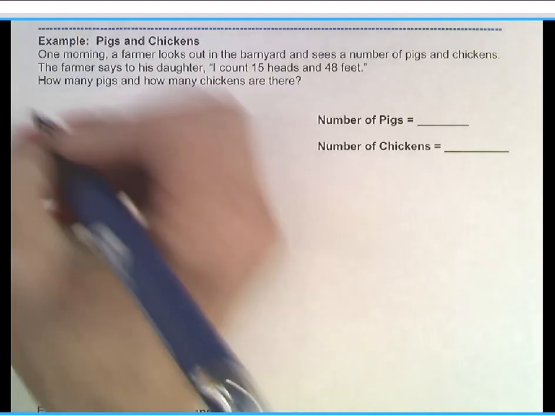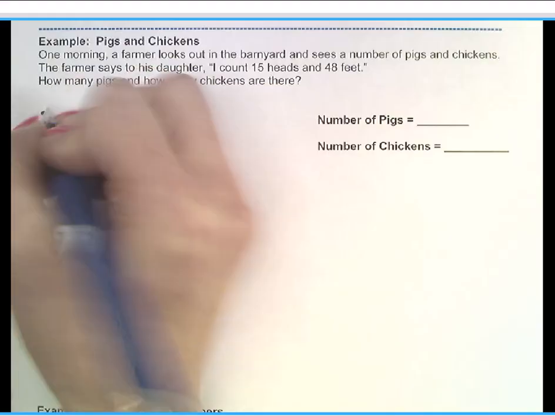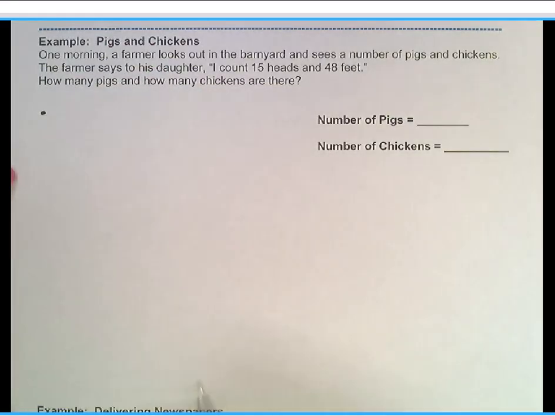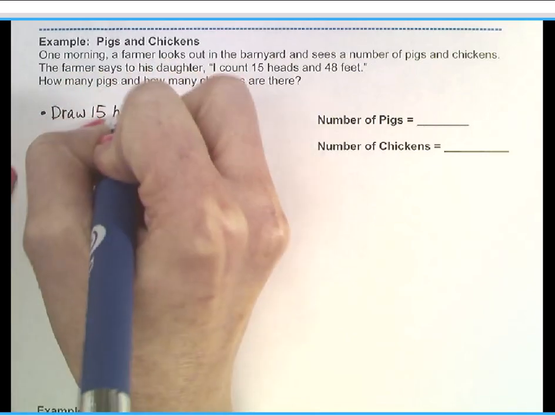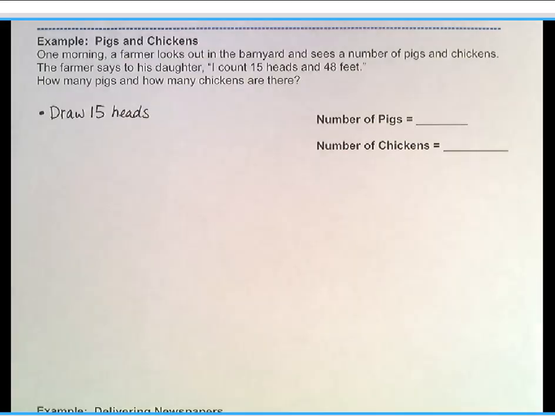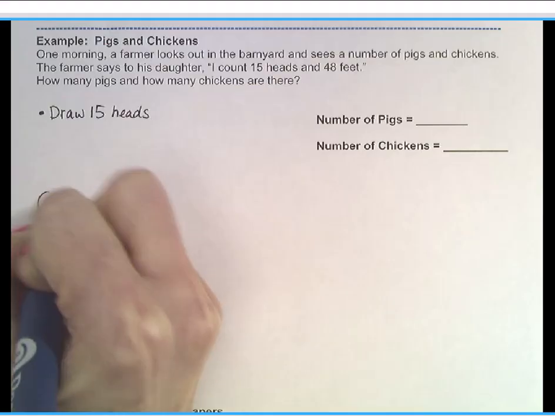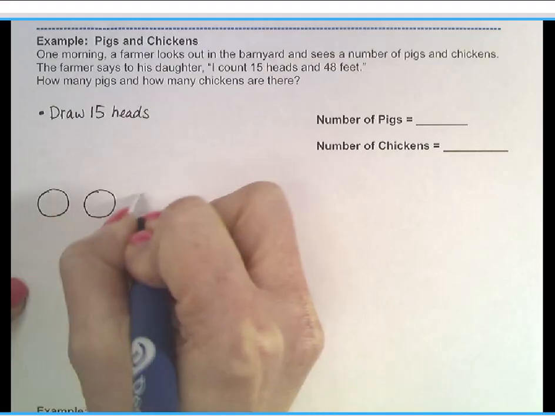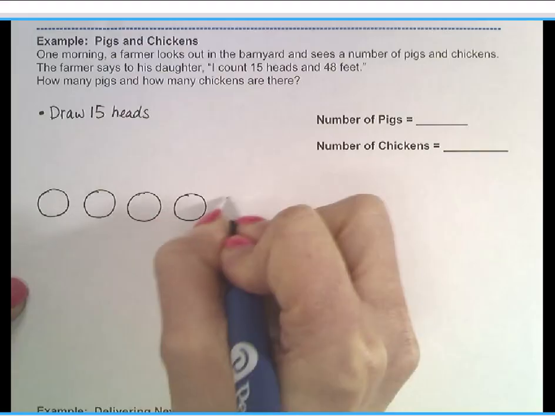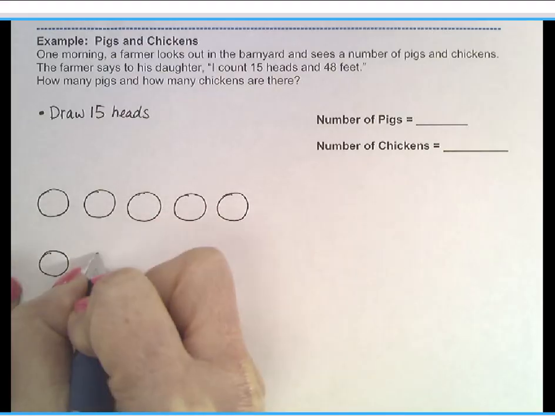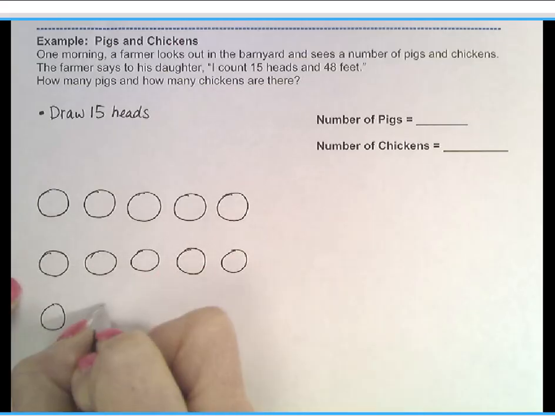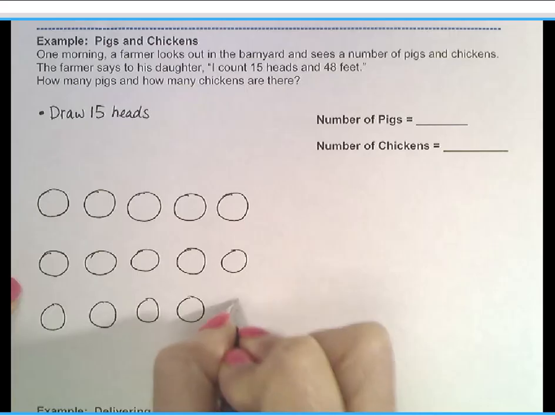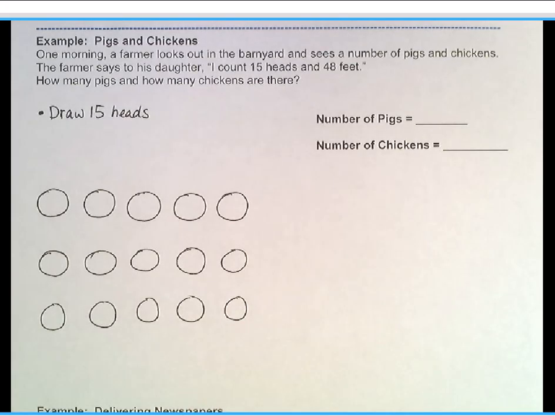So the first thing that you could do if you're going to have these kids work this problem out and they don't know algebra, they'd have to draw some sort of a picture. So the first thing is draw 15 heads. And I don't know if they're chickens or pigs, but I'm just going to draw a circle for the head. Okay, so I'm going to draw 15 of them. So 1, 2, 3, 4, 5. Okay, so there's my 15 heads that I've drawn.